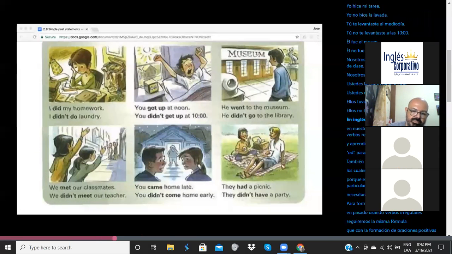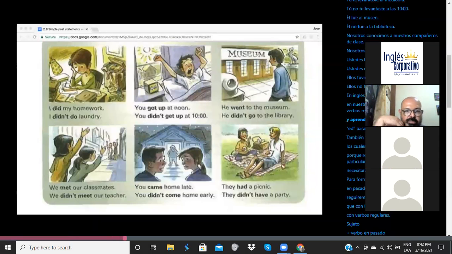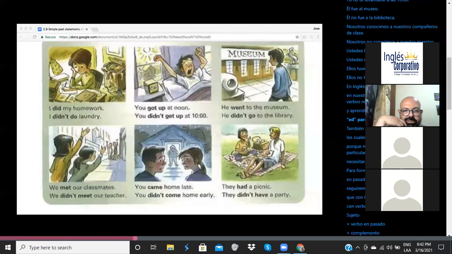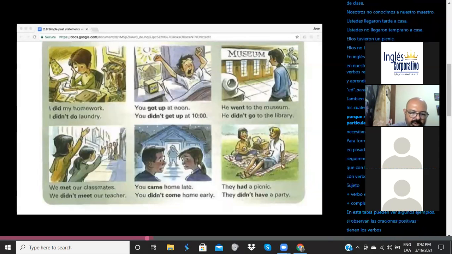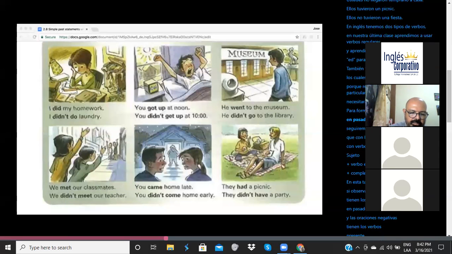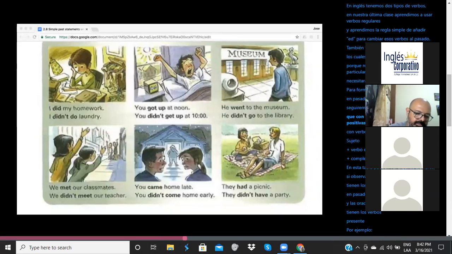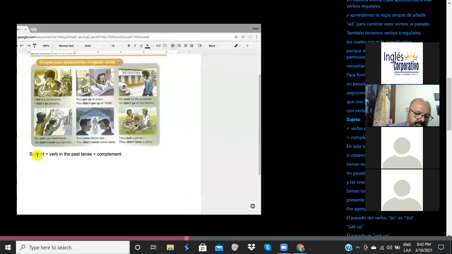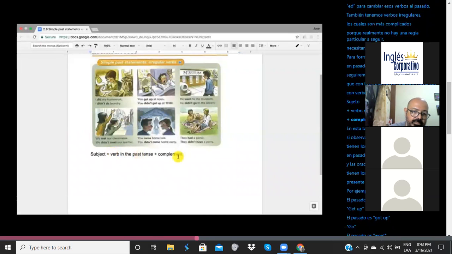In English, we have two types of verbs. In our last class, we learned how to use regular verbs and learned the simple rule of adding ed to change those verbs to the past tense. We also have irregular verbs, which are more complicated because there really isn't a particular rule to follow. You will need to learn them and memorize them. To form positive statements in the past using irregular verbs, we will follow the same formula as with regular verbs. Subject plus verb in the past tense plus complement.